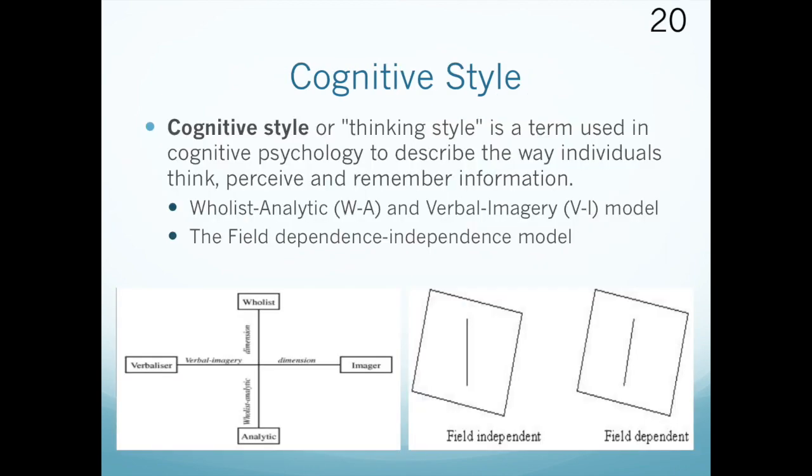Cognitive styles. Now we move to another dimension of learner differences. Cognitive styles, also thought of as thinking styles, is a term used in cognitive psychology to describe the way individuals think, perceive, and remember information. And I think we also talked about this briefly last time we talked about learner attributes. So we have, for example, the whole list, analytical, the verbal imagery model, and also the field dependence versus independence model.